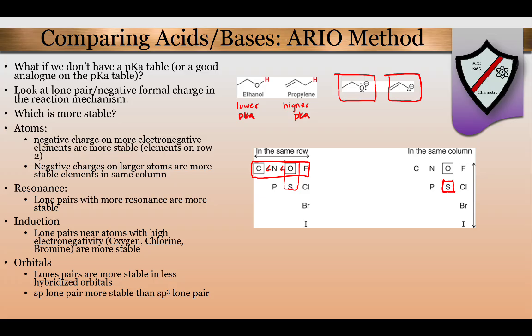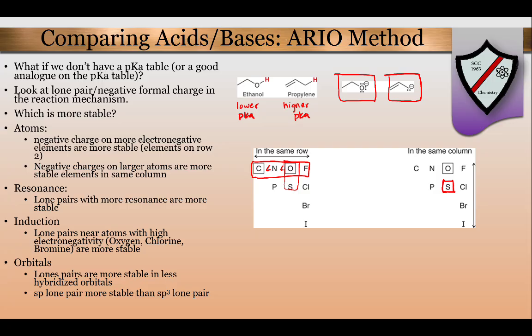Because sulfur is a bigger atom, it's more able to balance the negative charge. Even though oxygen does have a higher electronegativity, it pulls harder on the electrons. Sulfur is better able to balance that negative charge. And so you always go with atoms first. And that's if there's a difference in atom, you can immediately make a determination as to whether a particular negative charge is more stable. And a stable base means that you have a weak base. A stable base is a weak base, and it comes from a strong acid.